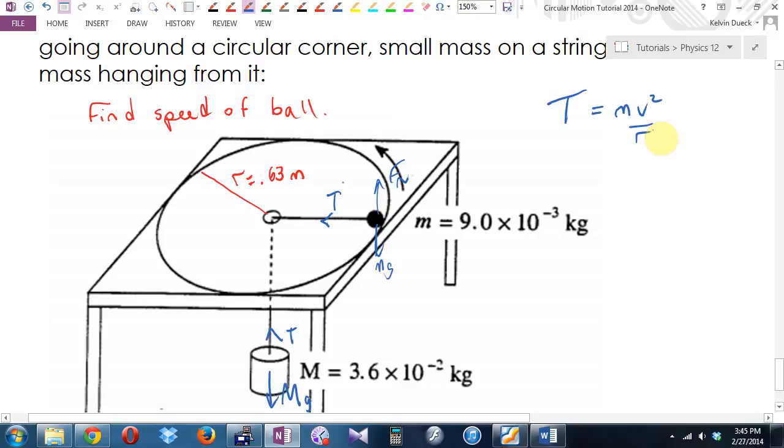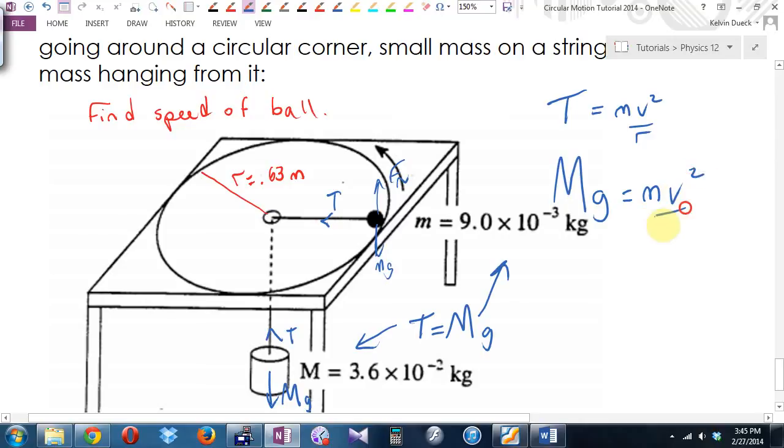Problem. I don't know tension. Or do I? If this is in equilibrium, those two must cancel, because those are the only two forces acting on it. I can actually say, aha, tension equals big mg, and I can plug that in. Big mg equals little m v squared over r, and now I can solve for v. It would be big mg times r divided by little m, square root. Okay, there's an example of a horizontal circle.